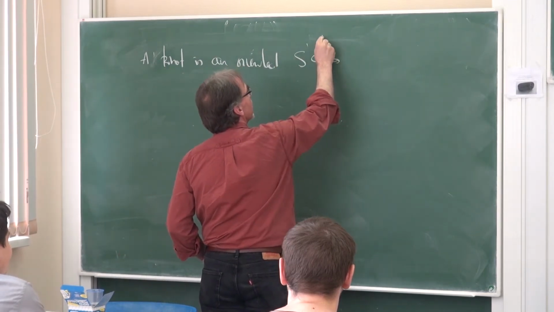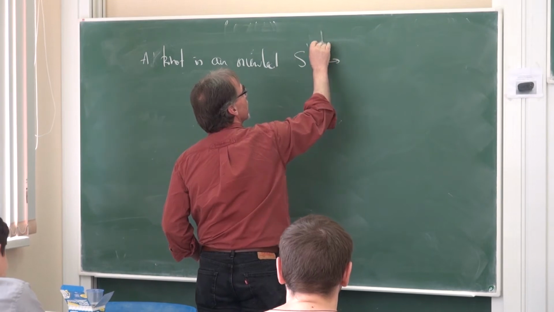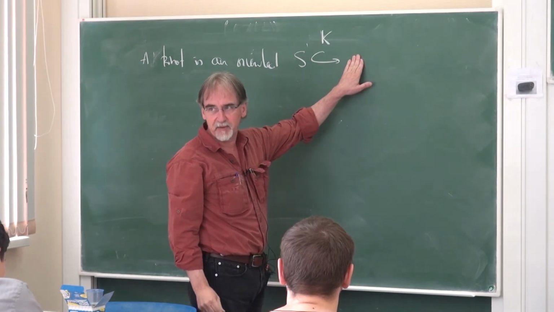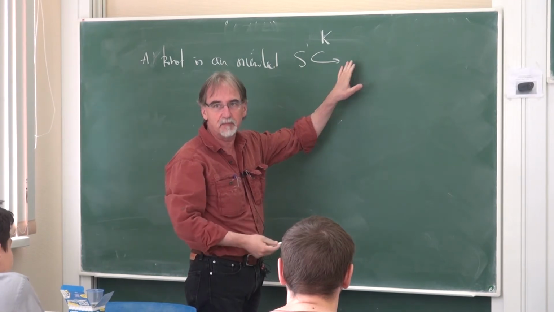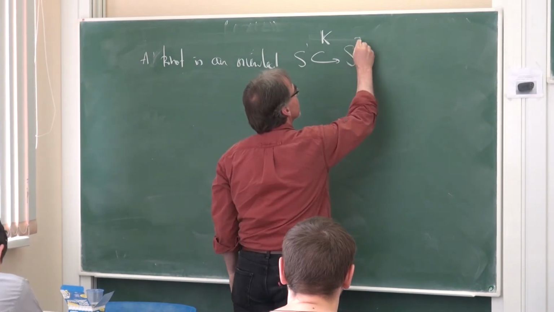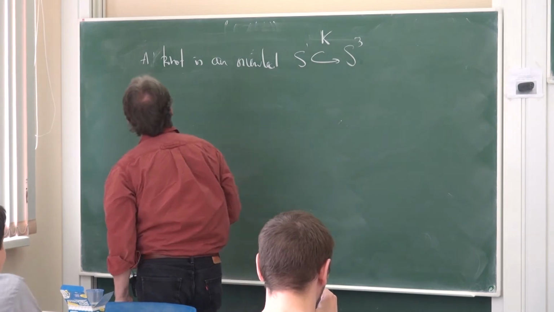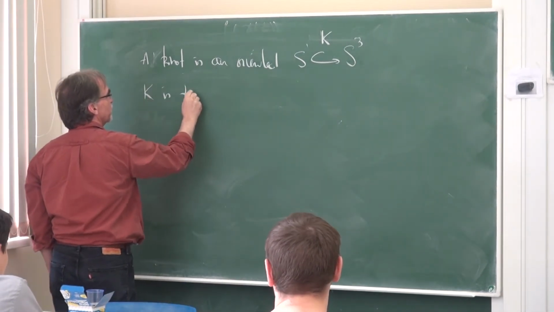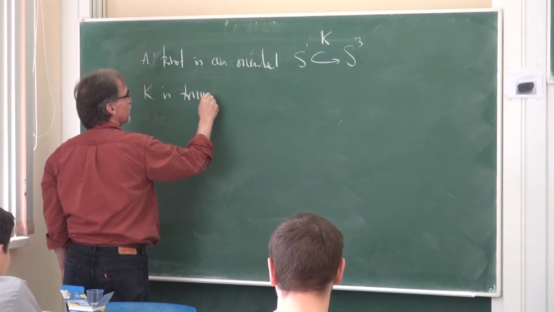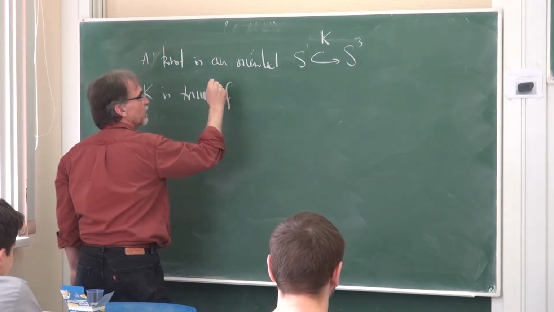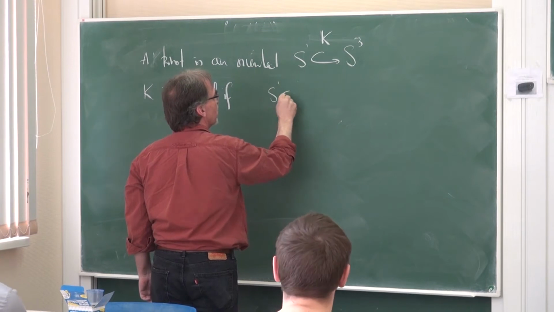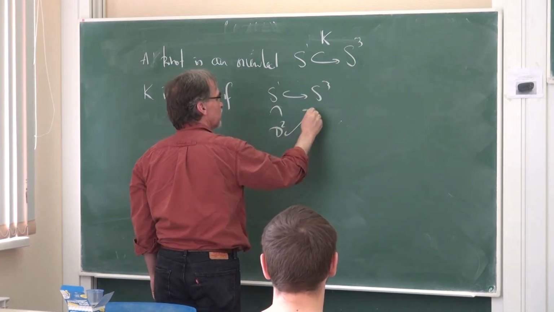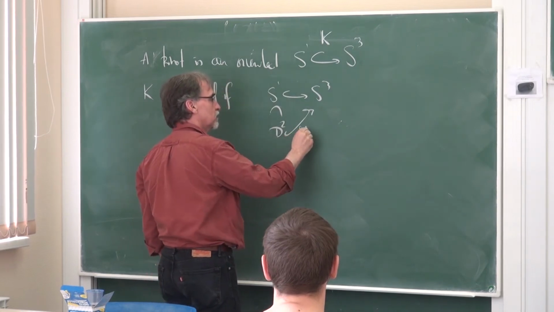embedded in R3. I can think of it as R3, but it's convenient to have compact manifolds. So we typically throw in a point at infinity and think of it as contained in S3. And K is trivial if this knot, S1 in S3, bounds an embedded disk in S3.